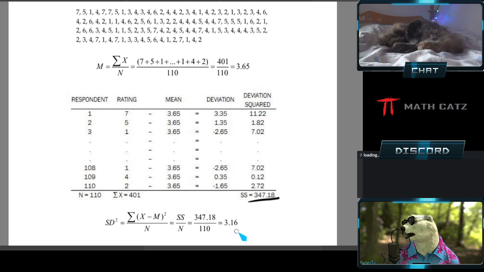We get 3.16. Now, don't try and relate this 3.16 with the mean 3.65. No, completely different things. Trying to say very different things. Now, on its own, the variance number doesn't mean that much. It's hard to interpret just on its own, and not really the point.